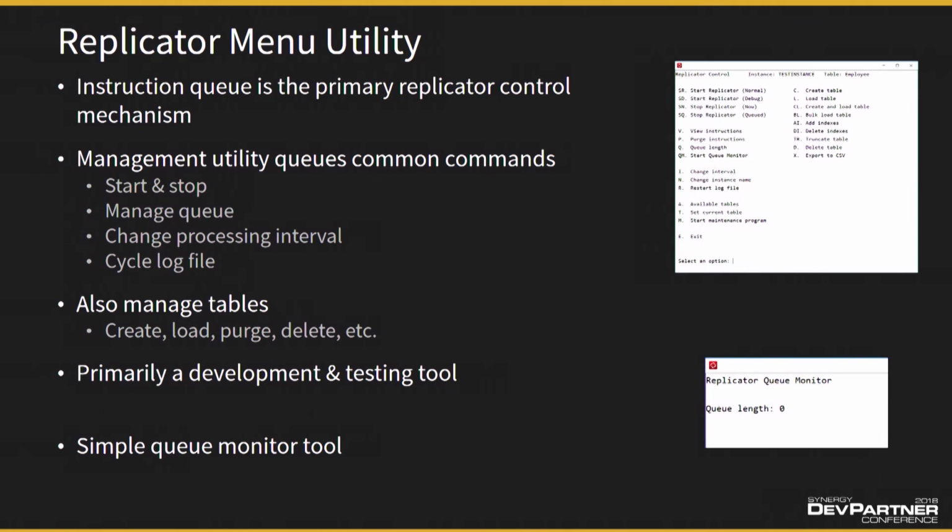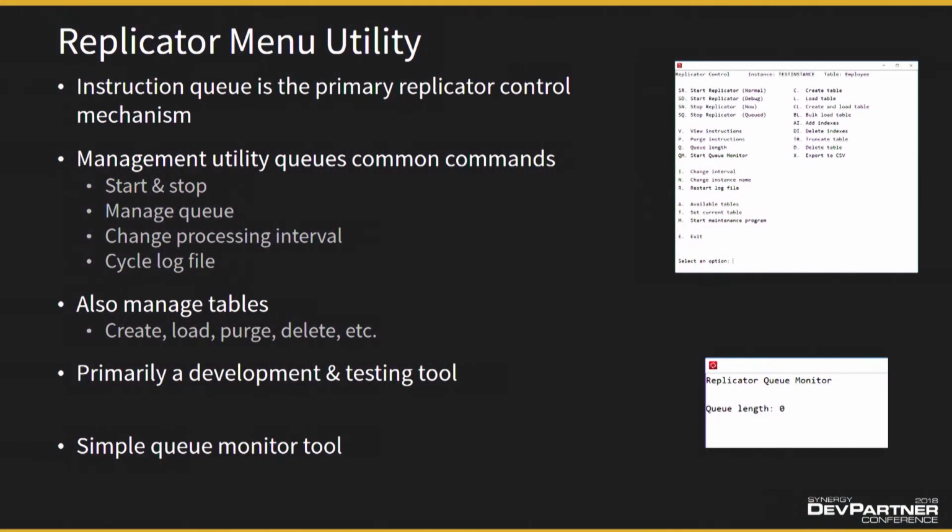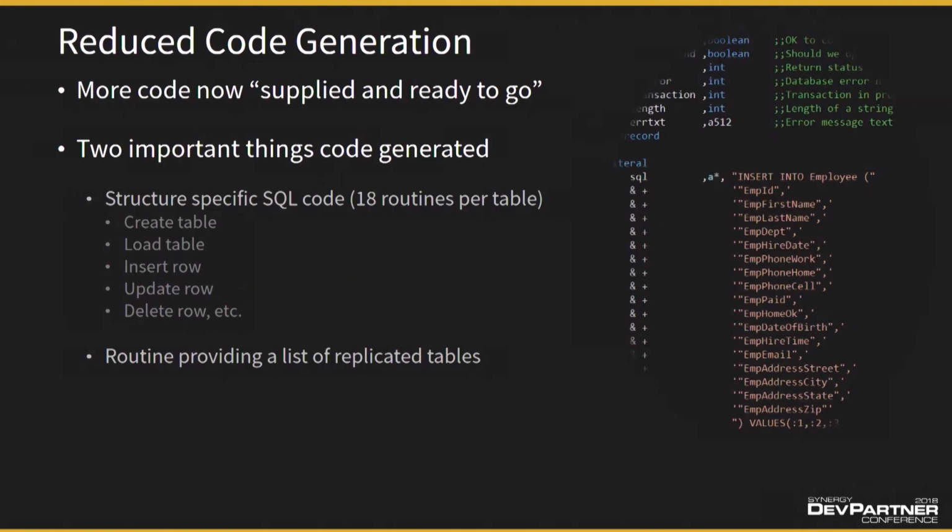The replicator menu utility we've added since the last environment. Again, it's really not intended to be a production thing, it's more for a debugging thing. But just bear in mind it's there to easily let you start the thing, stop the thing, view how many items are in the queue, purge the queue. And you can say, go into a table and cause the table to be deleted, reloaded, created. You can do that kind of simple operation. There is also a very simple little program that just reports to you how many items are in the queue right now. Although obviously it's just an ISAM file, you can find that information for yourself as well.